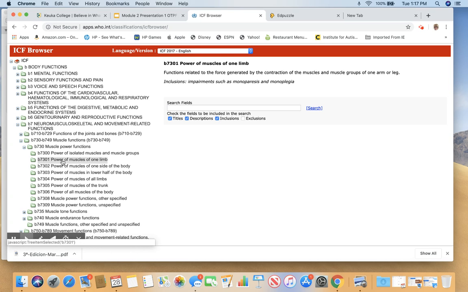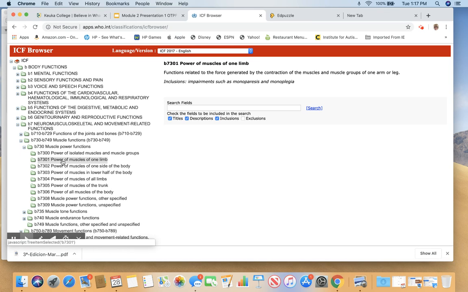So I'm going to open this up. This code is B7301, which is power of muscles of one limb. This specifically looks at functions related to the force generated by the contraction of muscle groups of one arm or one leg.